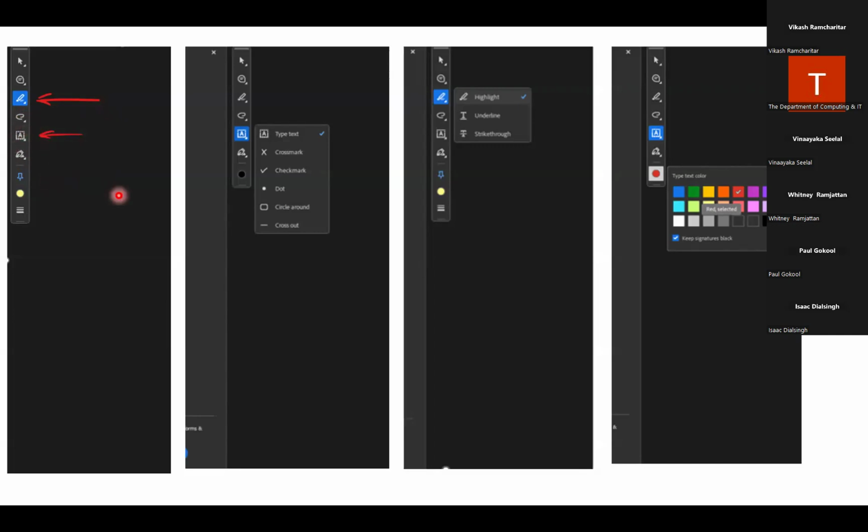So the one with the A in it is used if you want to include any typed text. If you're marking and you're not using a stylus or a touchpad, you'll have to actually type in whatever it is you want to include on the script. The other important one is this highlighting tool. That will allow you to highlight on the student script where there might be some sort of mistake.